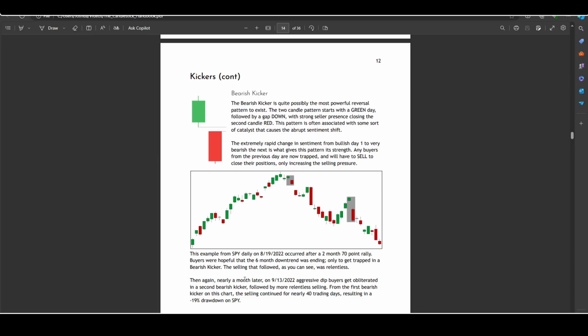So then again, nearly a month later, on 9/13/2022, aggressive dip buyers get obliterated in a second bearish kicker. You can see it here, followed by more relentless selling. From the first bearish kicker on this chart, the selling continued for nearly 40 trading days, resulting in a 19% drawdown on SPY. That is crazy.